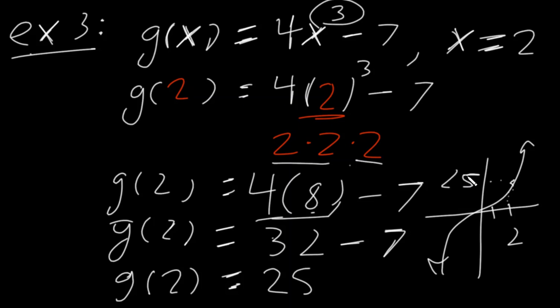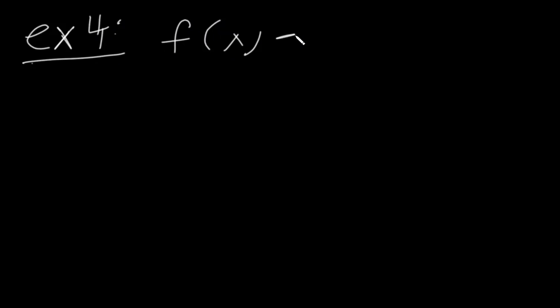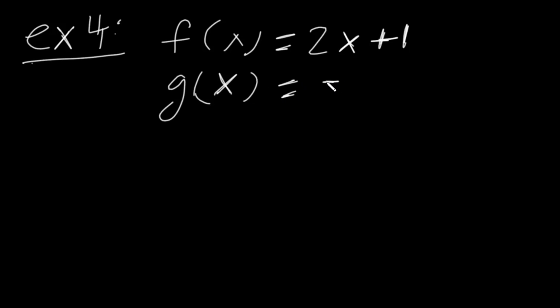Okay, I have one final example for you, and this final example should be fairly easy. Let's say example 4. I'm going to give you two functions. We have f of x is equal to 2x plus 1. I'm going to keep it very simple. And let's say I have another function, g of x, which could be, let's make it a little bit more challenging, negative 4x minus 8.